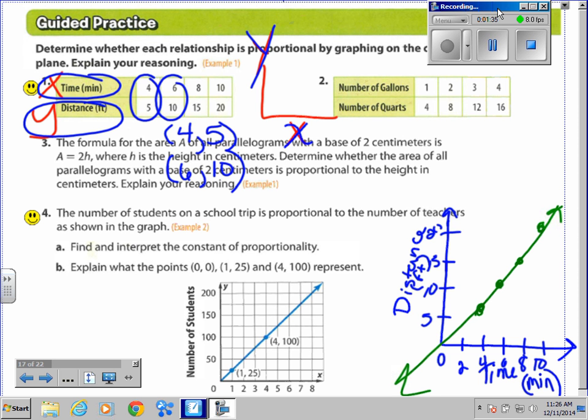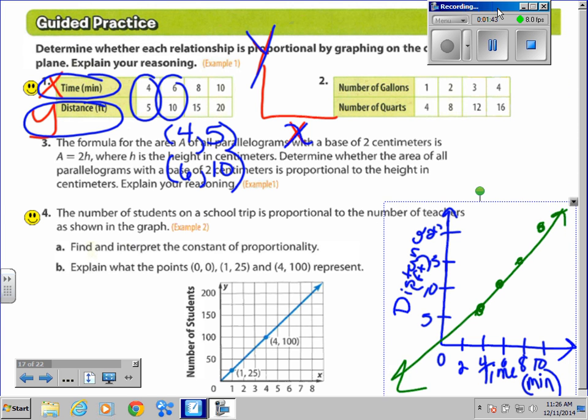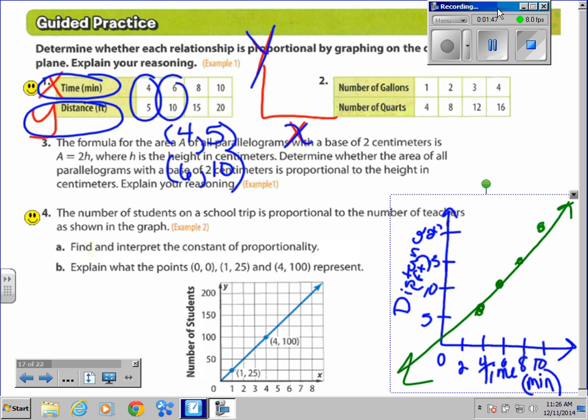Okay, so did yours go through the origin? No. And that's the hard part. It's kind of hard to tell with graphing on here. I'm going to give you, though, a graph paper, so hopefully that'll help out a little bit. Did your line stay straight, though? Yeah, it just didn't go through the origin, correct?